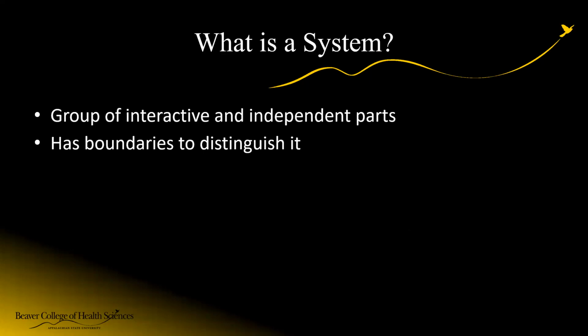And so when we ask what a system is, for the purposes of our course, and for most general health services delivery courses, we think of a system as a group of interactive and independent parts: individual organizations, individual groups, the federal government, different providers. And then we think about the boundaries that distinguish those organizations. And those boundaries may meet, right? Those organizations may come together.